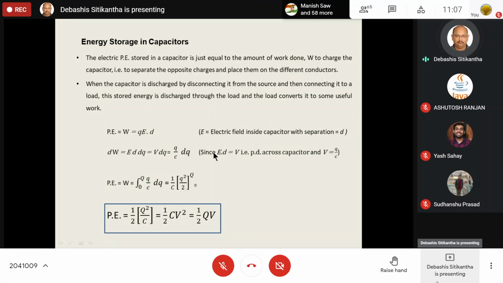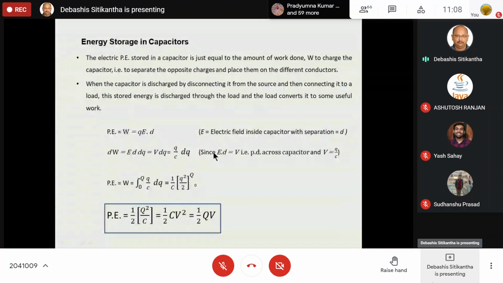Some work has been done to segregate the charges on two different conductors of the capacitor. Now, once there is a charged capacitor, one is positive, the other one is negative, then obviously you all know that an electric field is going to be created. All these phenomena that take place when I am charging the capacitor obviously need some work to be done. And this work done W is going to be stored as a form of potential energy inside the capacitor.